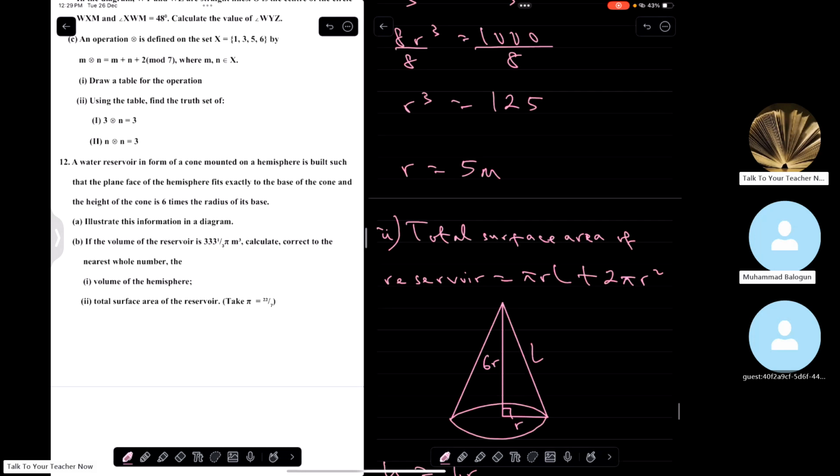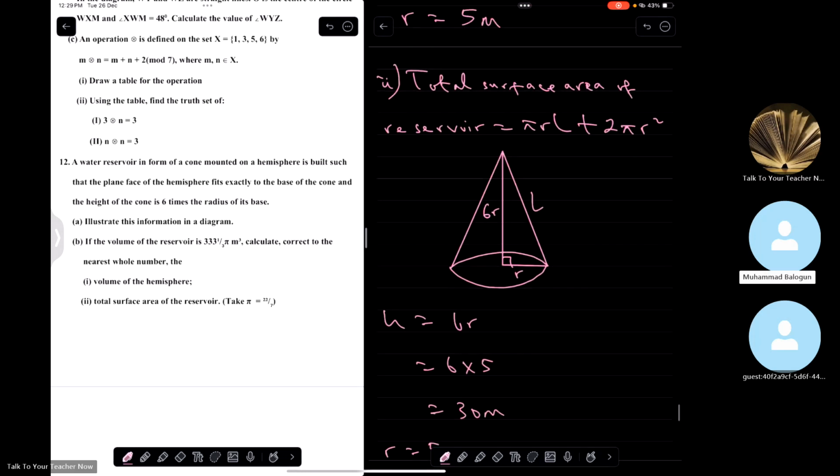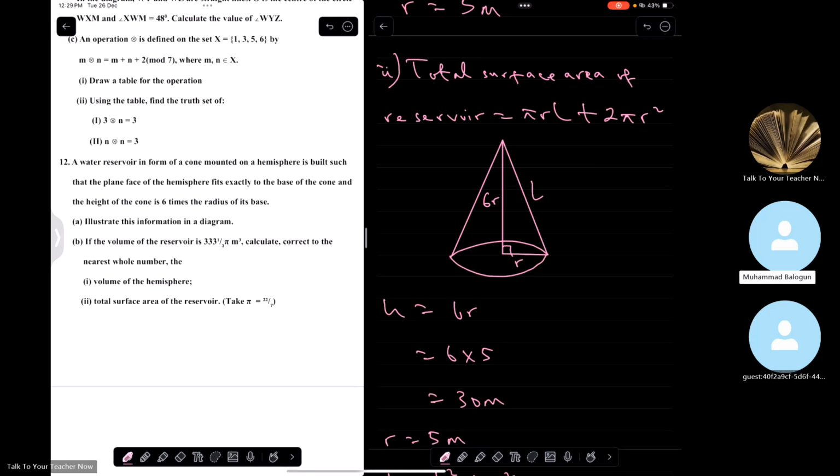Have you copied the Roman figure 2? Abadu, have you finished it? So you can scroll the diagram away, sir. Okay, I should scroll past the diagram in Roman figure 2. You don't have that yet, Uncle. Total surface area of reservoir equals pi r plus 2 pi r squared.